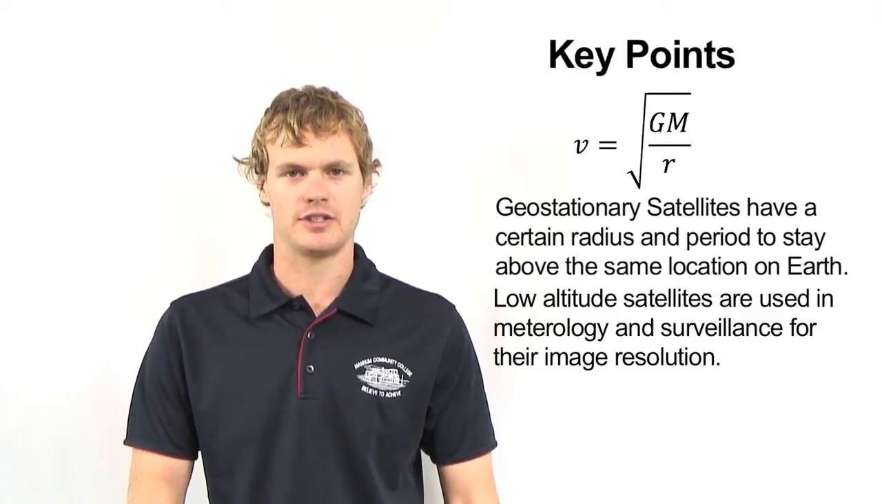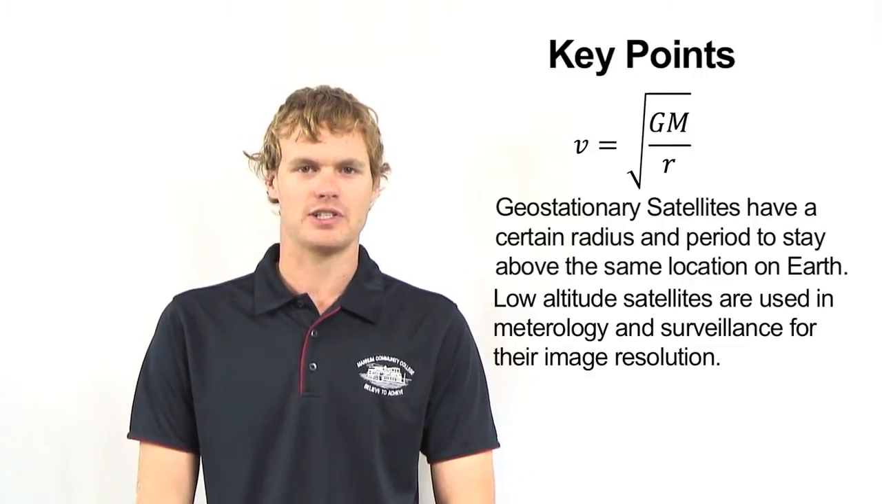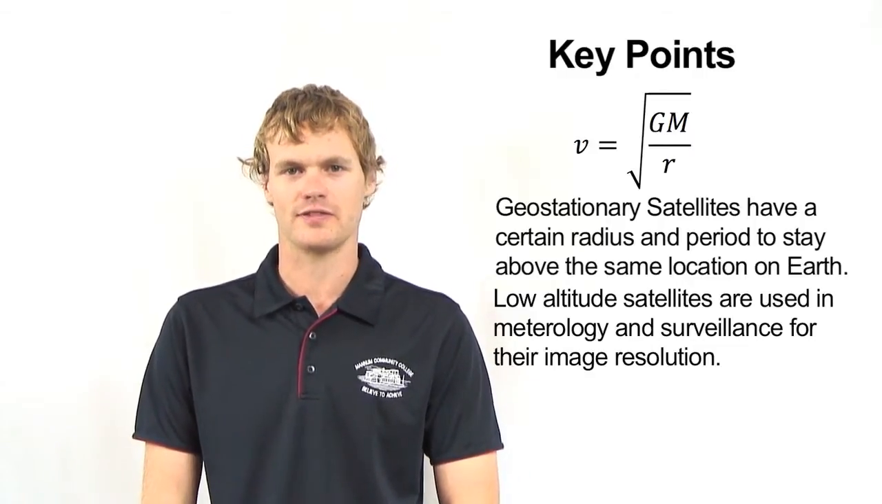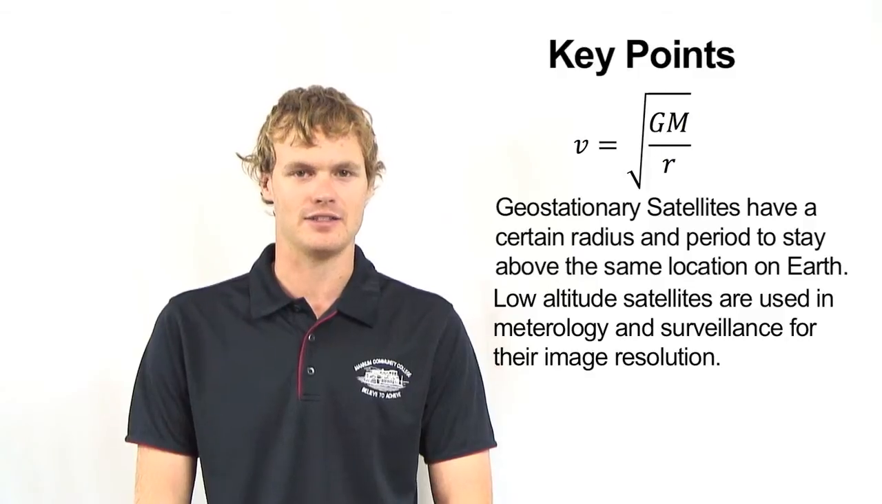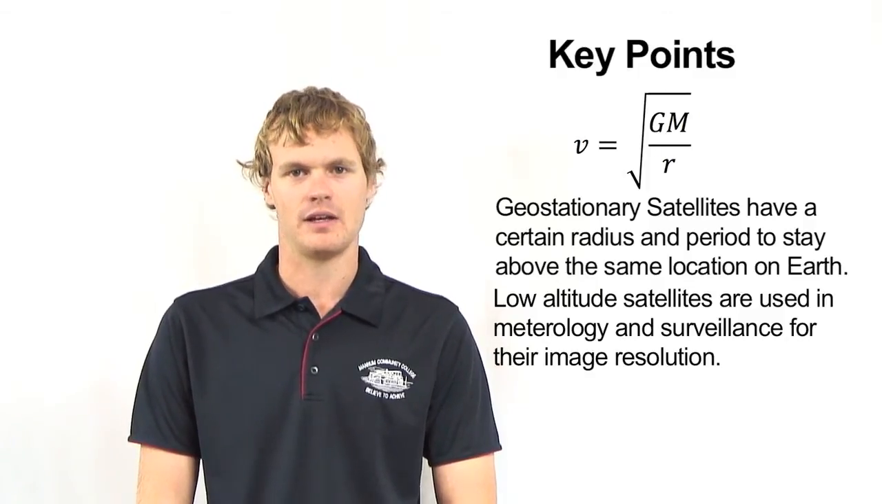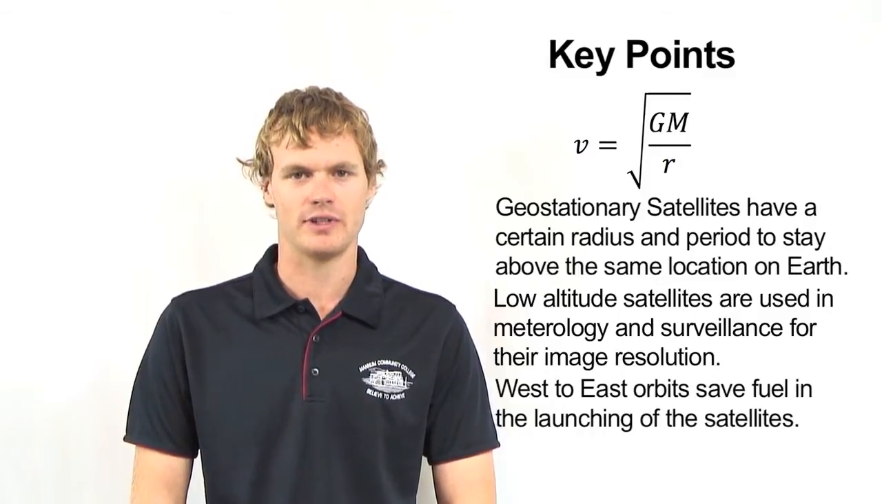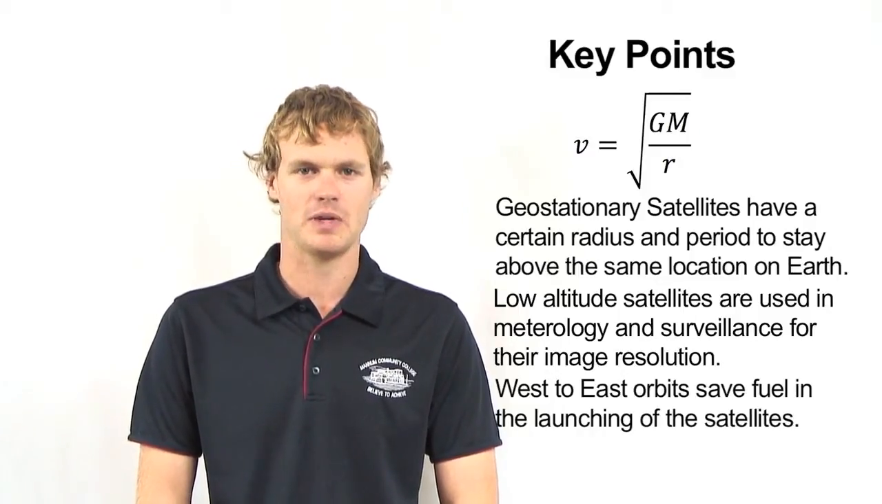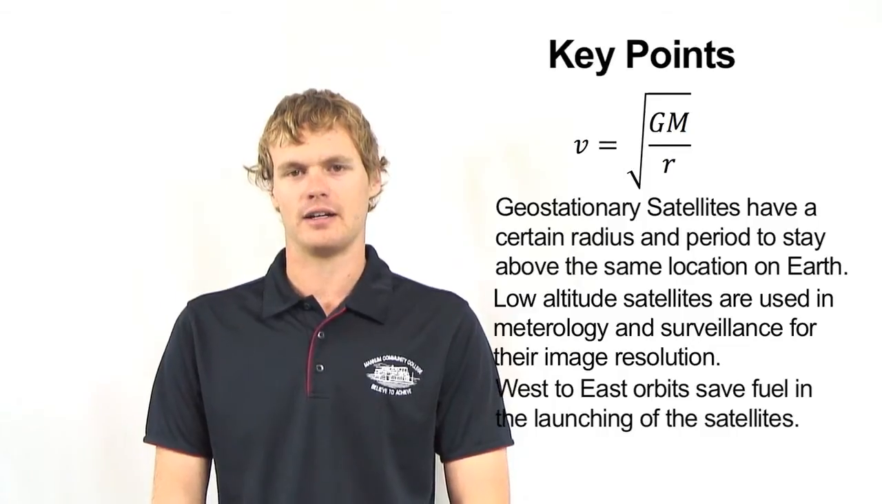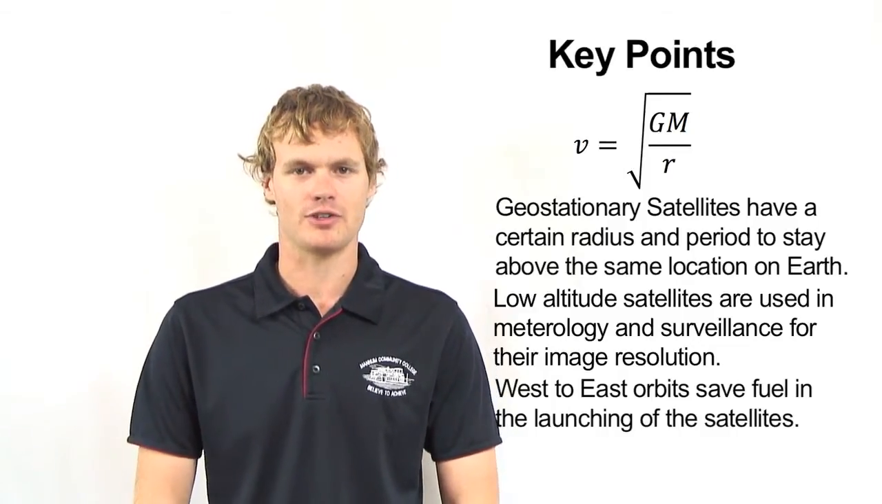These can go in any other direction, but generally in a west to east direction due to the logistics involved in trying to get it in an east to west direction. In a west to east direction, we use less fuel in our rockets to get our satellites up to the speed required for our fixed radius that we want.